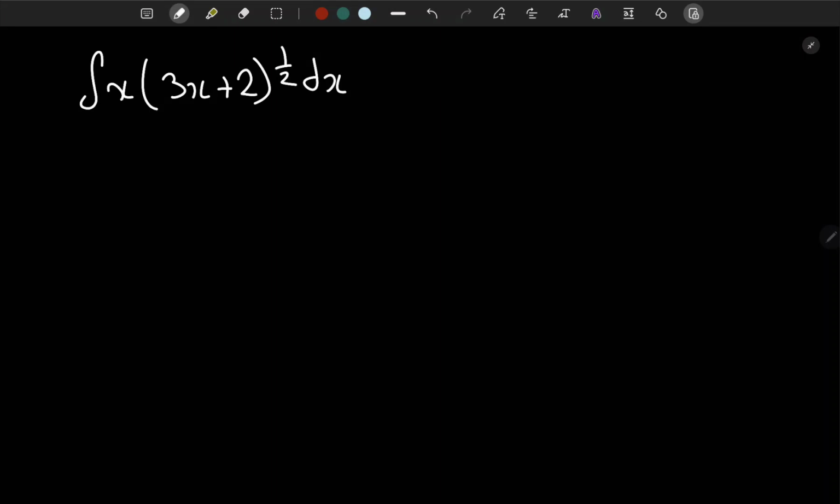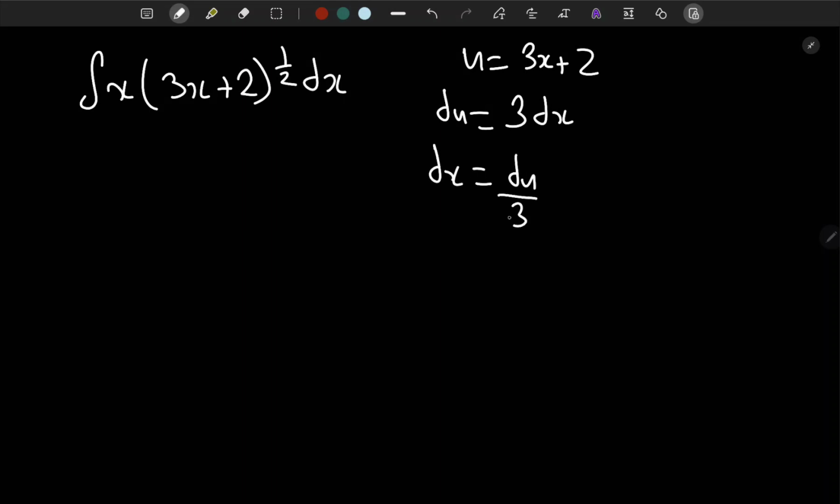So let's move on to another example. So this is a more complicated example. So you can pause the video and try to do this yourself. I highly suggest that. So let's take the inner side of the brackets as u as usual. So u is going to be equal to 3x plus 2, and du is equal to 3 dx. And if we isolate dx, it's going to be du over 3.